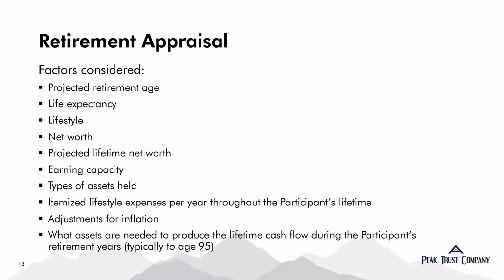Types of assets held, itemized lifestyle expenses per year throughout the participant's lifetime, adjustments for inflation. We all have seen what inflation has done. The cost of eggs, for example, and not to belabor the point that's brought up by our president during his campaign, but it's true. When I go to the store, eggs are expensive. What assets are needed to produce that lifetime cash flow during the participant's retirement years? And we'll run it out to age 95 because a lot of people are living longer. And let's be honest, we want to make sure that there's enough money to last for the rest of this person's life to maintain their lifestyle.